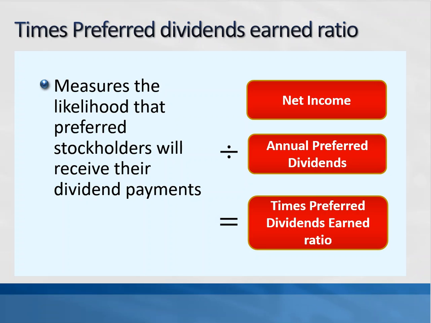Times preferred dividends earned ratio. Take your net income divided by the annual preferred dividends, and it tells you the likelihood that stockholders will receive their dividend payments.